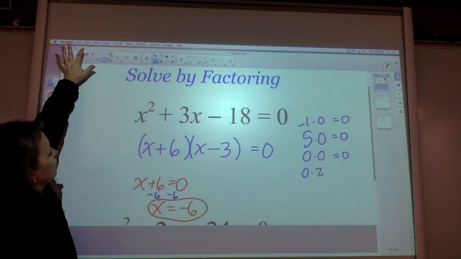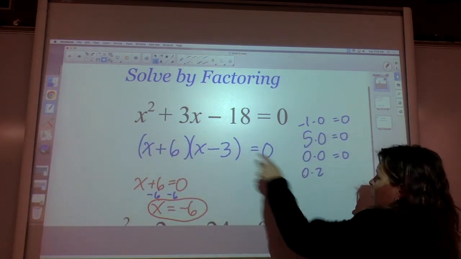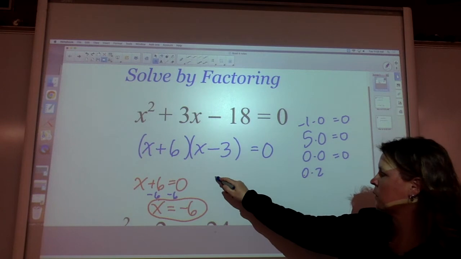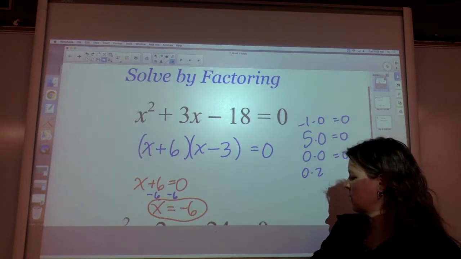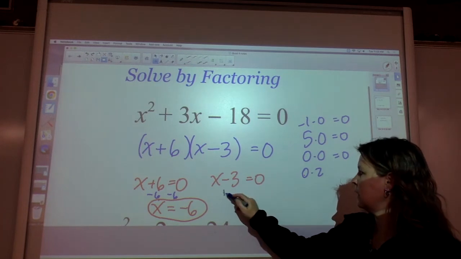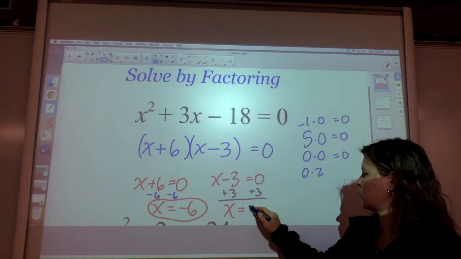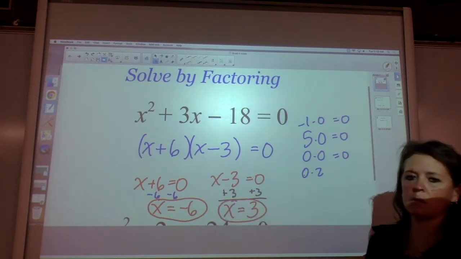I'm going to back that up. Okay, but that says your first factor equals 0. Maybe the second factor could equal 0. What if we took x minus 3 equals 0? Add 3 to both sides. The other answer that it could be is x equals 3. There are two answers to this question.